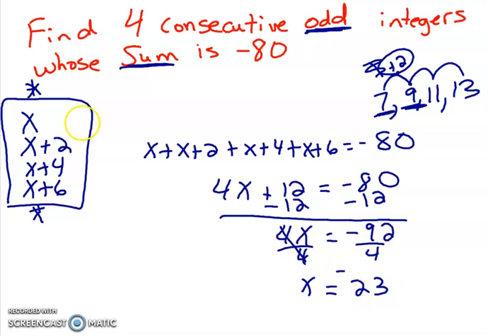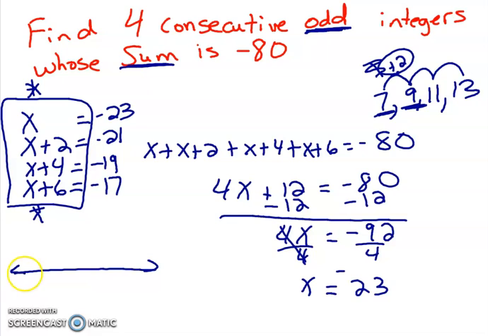And so if x is negative 23, and then plus 2 would be negative 21, and then negative 19, and then negative 17. So again, remember, it always follows the number line. So if negative 23 is here, it always follows it to the right. So then negative 21, and that's consecutive, negative 19, and then negative 17 to the right.